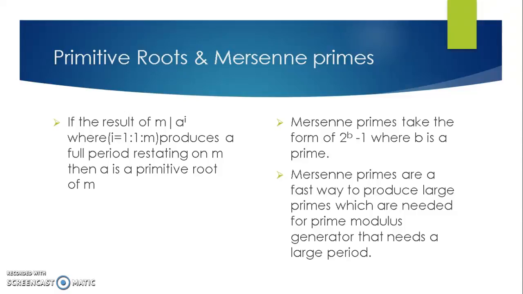Secondly, we're going to be moving to Mersenne primes. Mersenne primes take the form of 2 to the b minus 1, where b is a prime. So typically this is just for producing large prime numbers. It's a quick way to produce large prime numbers because it's actually very hard to find large prime numbers because you have to divide by every single number before it. So your runtime for the program would be very long to actually find those primes. This is just a quick way to find large primes. And we also know that if m is prime, then your modulus generator will create a large period.